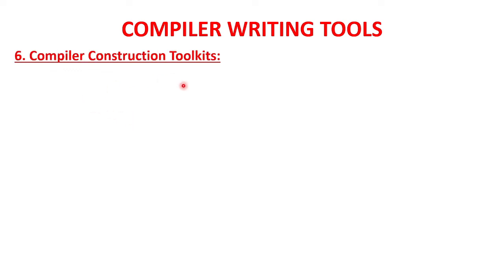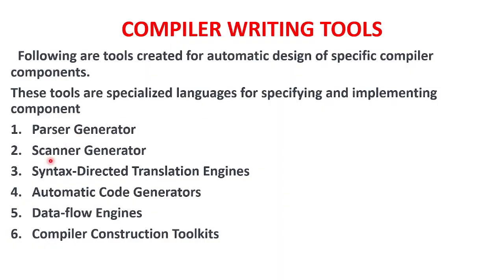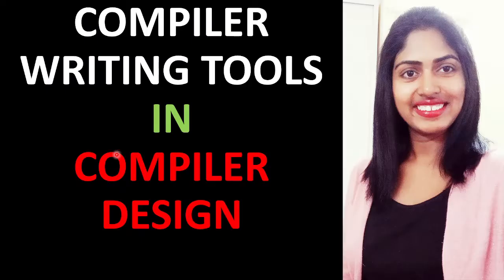Then we have compiler construction toolkits. They provide an integrated set of routines that aid in building compiler components or in the construction of various phases of a compiler. A compiler construction toolkit will be used for all the phases of a compiler or some parts of the compiler. So these are the 6 compiler writing tools: parser generator, scanner generator, syntax directed translation engine, automatic code generator, data flow engine, and compiler construction toolkits. So this was all about compiler writing tools in compiler design.